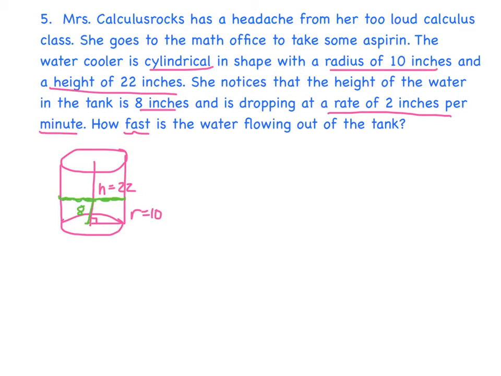All right, but it's dropping at a rate of 2 inches per minute. So the height is decreasing, negative, at a rate of 2 inches per minute. Okay, so the height of the water in the tank is decreasing at 2 inches per minute. How fast is the water flowing out of the tank?